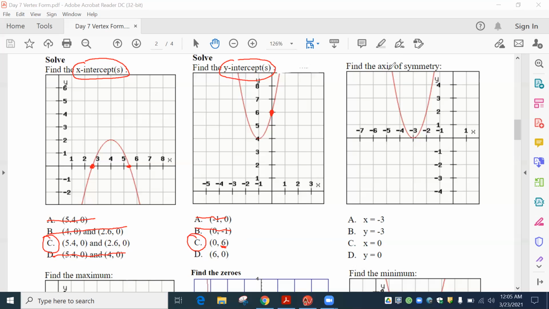Axis of symmetry. So one of the things we've been saying with axis of symmetry is we see this X right here, and that reminds me that axis of symmetry is always X equals. Okay, so I'm going to let that X tell me it's X equals. And then symmetry is when you split something in half and the two sides mirror each other, they kind of look like each other. And so we draw a line that splits this in half, we hit -3. So the answer is A.